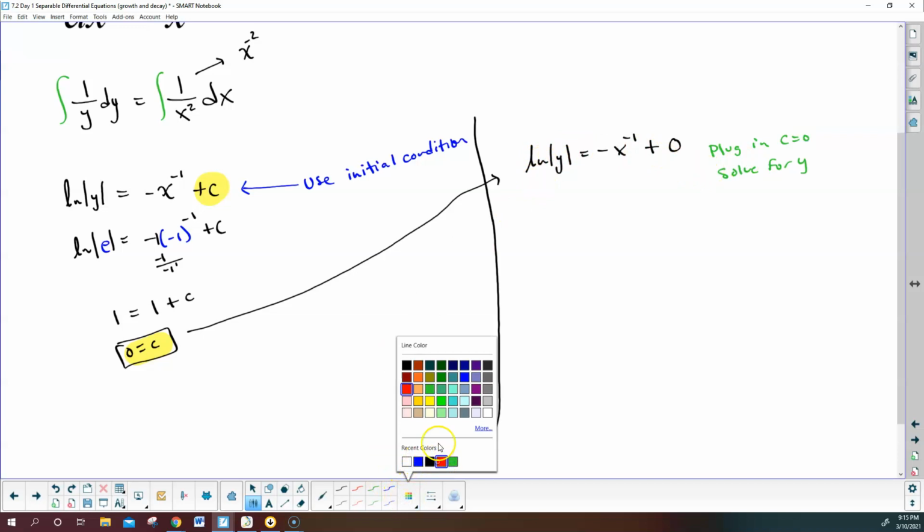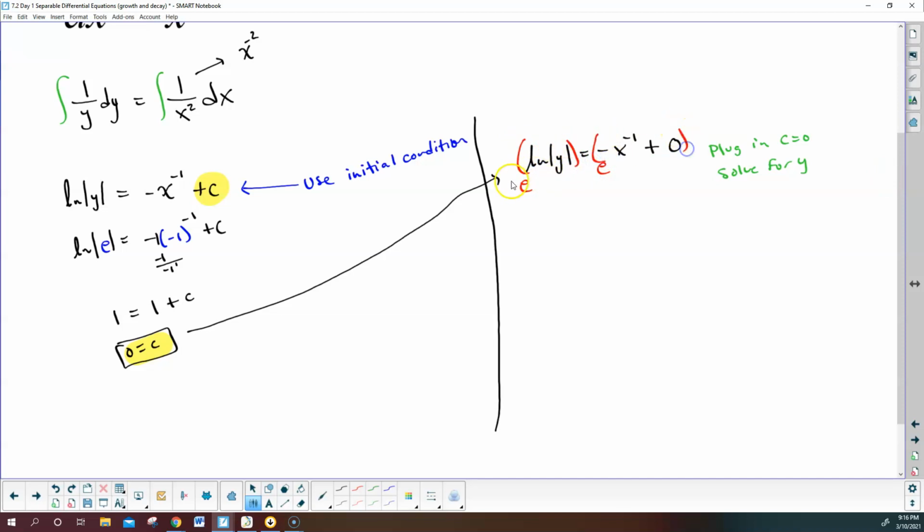So algebraically, I need to get y by itself. Well, to do that, I need to take the entire right side and the entire left side and raise them to the power of e. Because we know e and ln reduce each other out, and I'm left with the absolute value of y. We'll talk about that absolute value in just a second, and what's left over then is e to the negative x to the negative 1 plus 0. Now you could do this, because notice this is e to both spots. You can rewrite this as e to the 0, which is kind of an important thing.